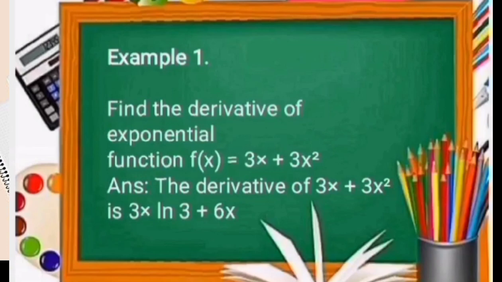Example number 1. Find the derivative of exponential function f(x) equals 3^x plus 3x squared. So the solution is using the formula for derivative of exponential function and other differentiation formulas. The derivative of f(x) equals 3^x plus 3x squared is given by f'(x) equals 3^x ln 3 plus 6x. So the answer here is the derivative of 3^x plus 3x squared is 3^x ln 3 plus 6x.